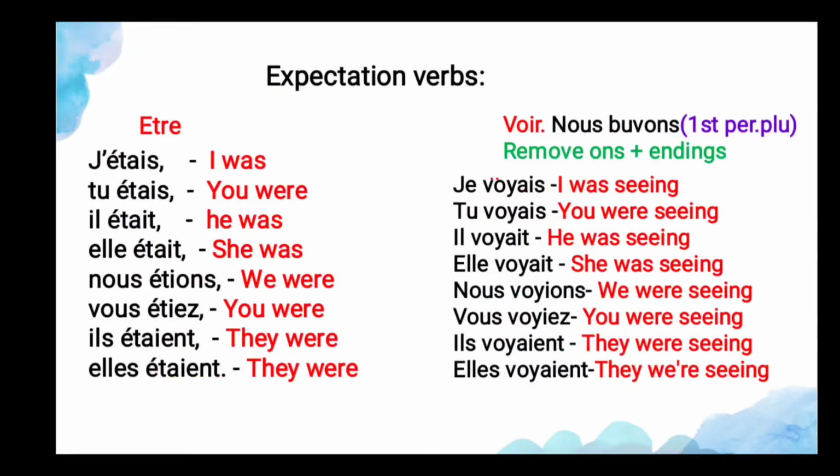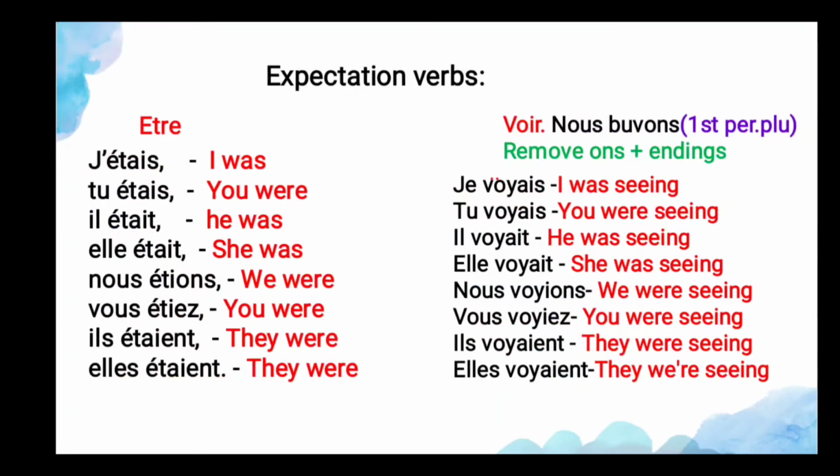One is être, that's an irregular verb. So see the conjugation for être verb. To be. J'étais means what? I was. Tu étais, you were. Il était, he was. Elle était, she was. Nous étions, we were. Vous étiez, you were. Ils étaient, they were. Elles étaient, they were. So this is the conjugation for être verb, that is an irregular verb.